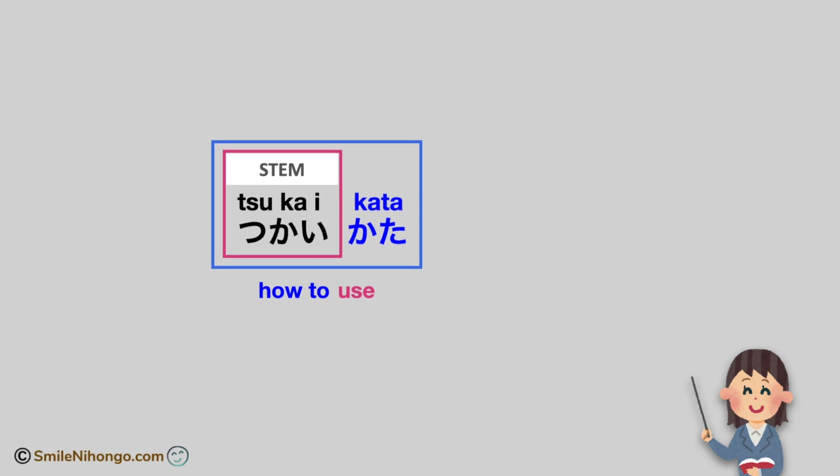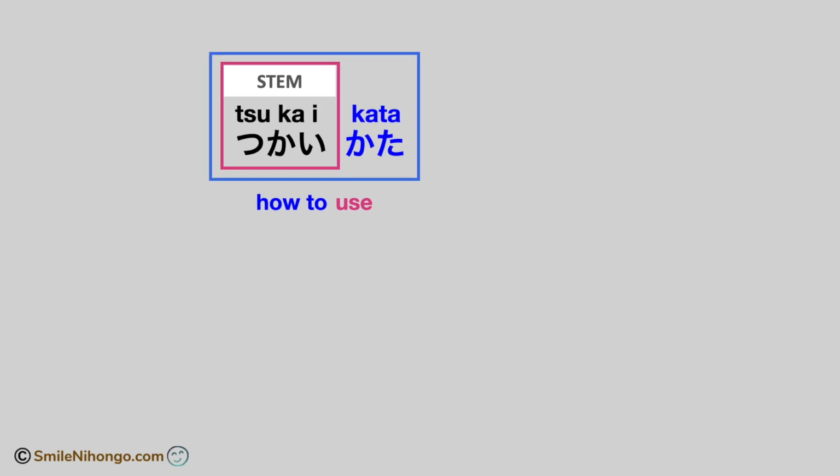Let's quickly review the basics of how to, kata, in Japanese. The basic structure is this. You combine the stem of the verb with kata as you see here. To come up with the stem of the verb, you have to think of its mas form, as in 使います. The top part of the verb after you take off the mas ending is the stem of the verb. So in this case, 使い is the stem of this verb. And then you add kata to say how to use.